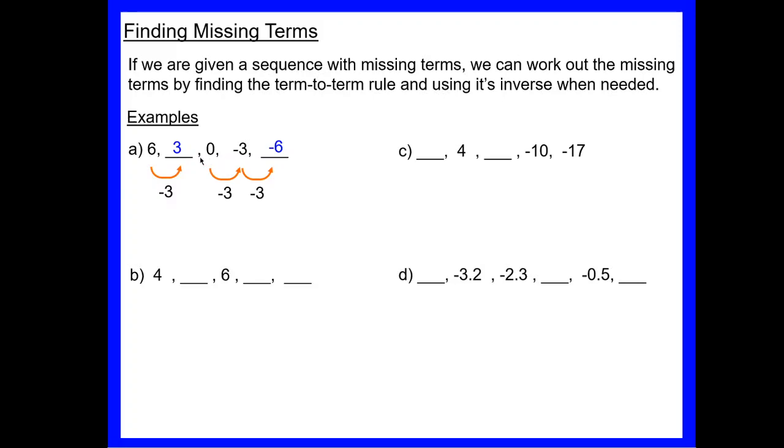So by using 2 together, we can work out the rule, and then we can continue that rule and go back if we need to. So that's our first one.